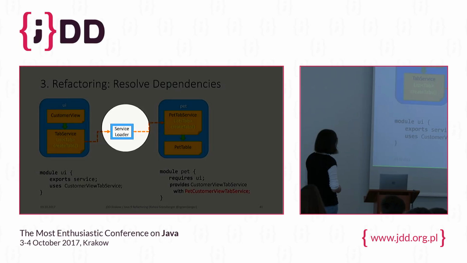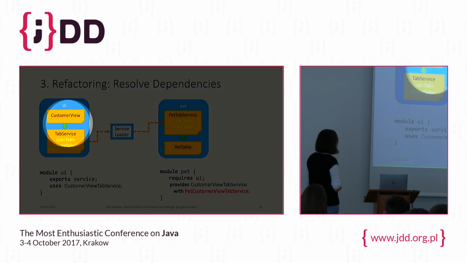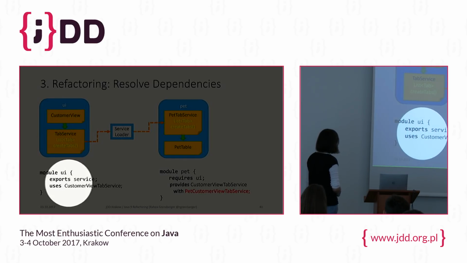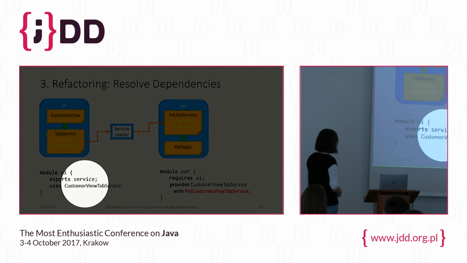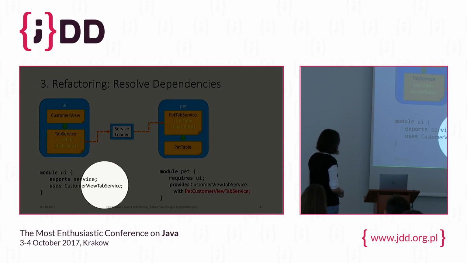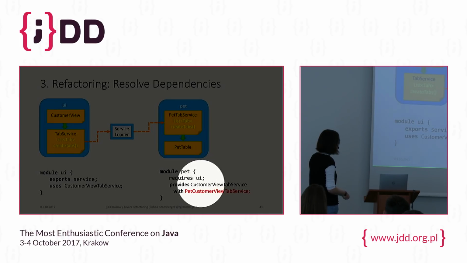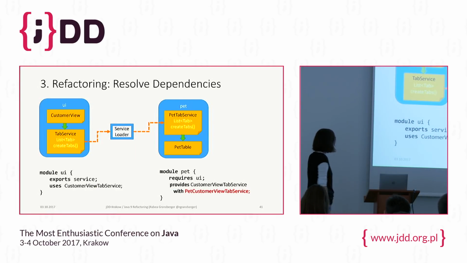The service loader will load all implementations of our tab service interface, so I can use them again in the customer view. So in the module, we add a uses clause. With the uses, we say we want to use, consume a service, which is just the interface name, customer view tab service. It should be the fully qualified name, I just abbreviated it here. And in the pet module, we say we provide an implementation of the customer view tab service with our implementation class, pet customer view tab service. Again, these should be fully qualified names.